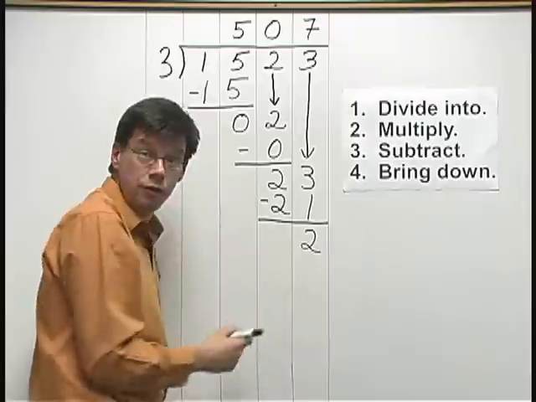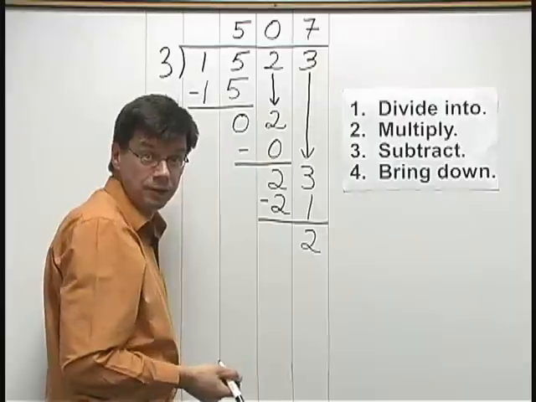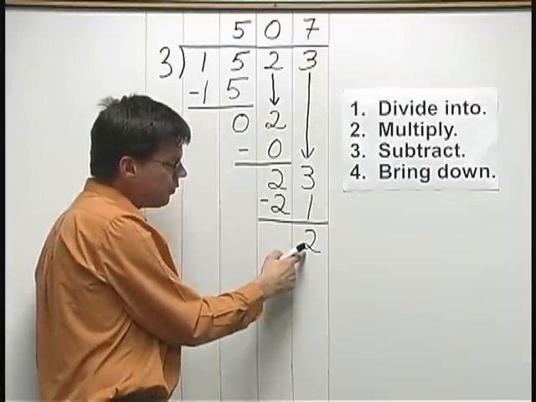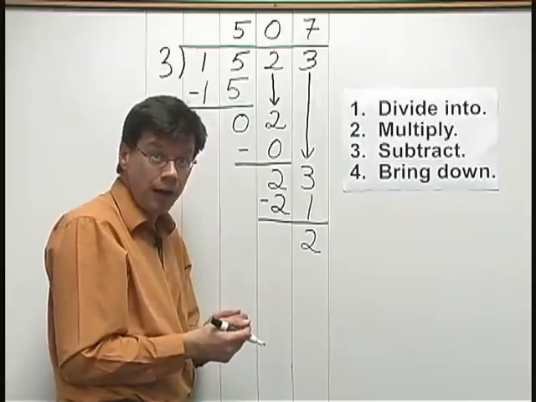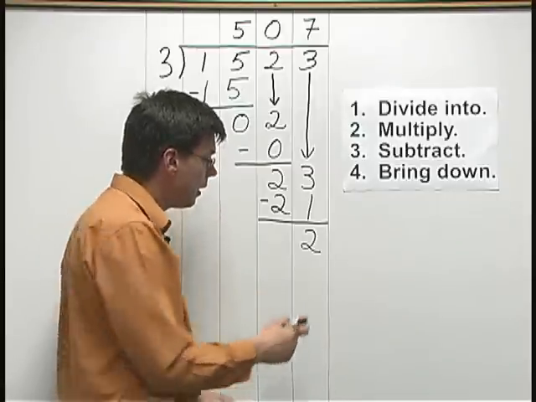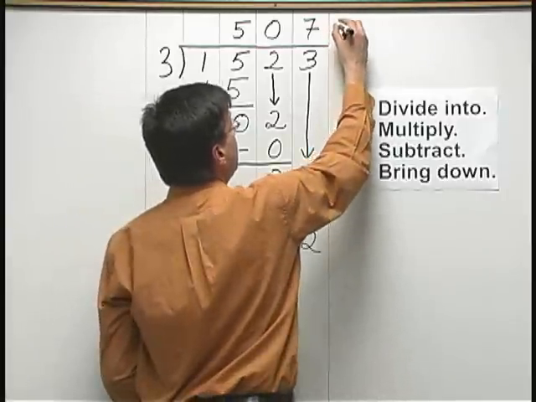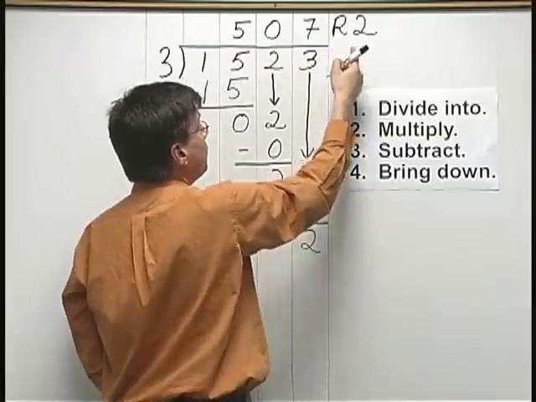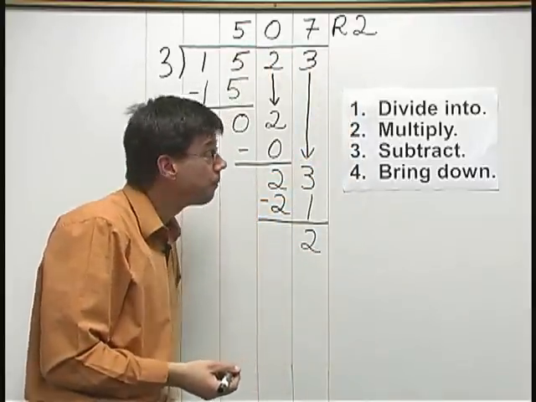Now I can't continue with the bring down step because I don't have any more digits to bring down. I'm left with this 2. This 2 is the same as the $2 we had left over after we distributed the money into the 3 trays. This 2 is our remainder. So on the end of my answer, I write R2. 507 remainder 2 is our answer.